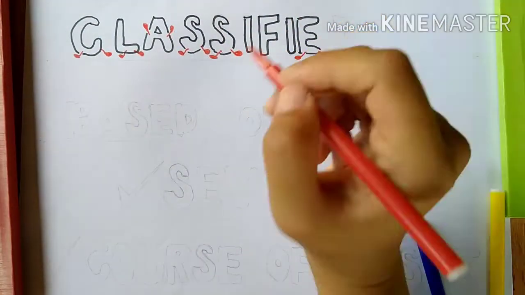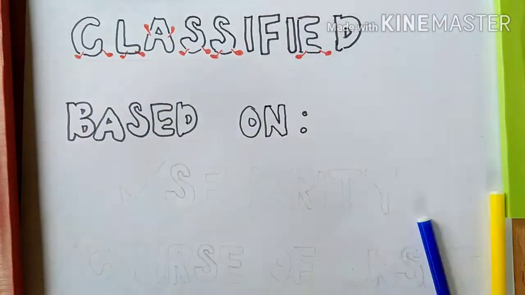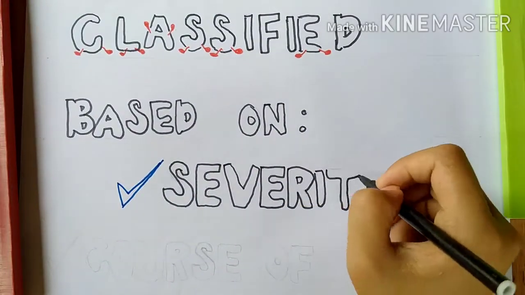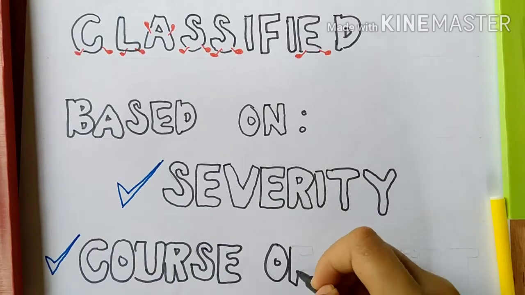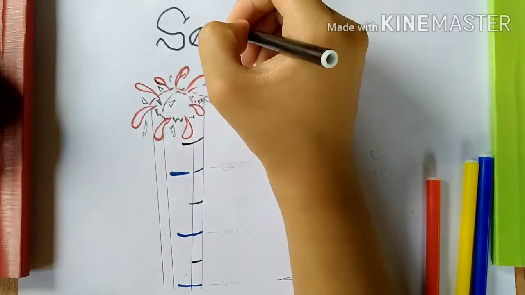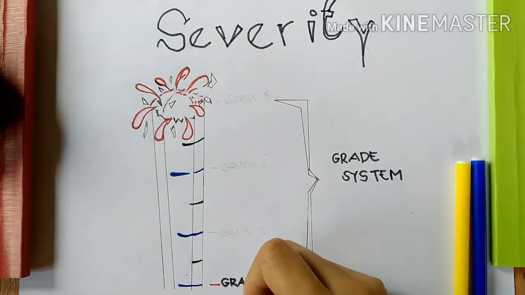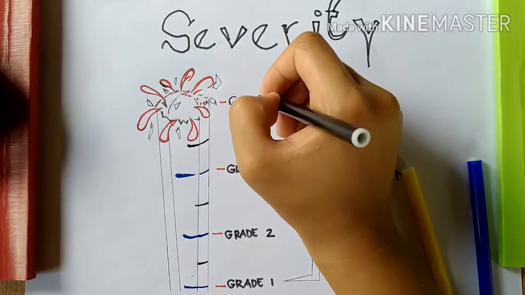Lameness is classified based on the severity and course of onset. Severity of lameness is based on a grade system. Grade 1, 2, 3, and 4.